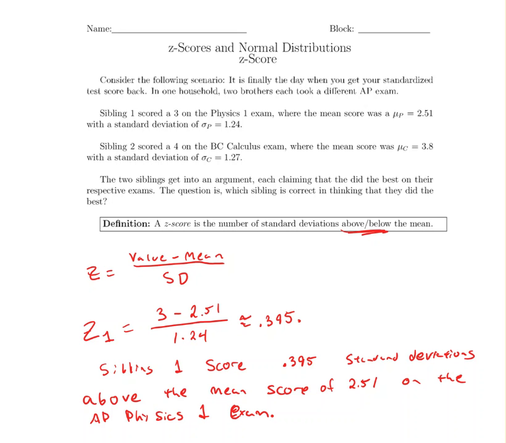So when you write an interpretation like this, you need to make sure you're including the amount of standard deviations. Since it was positive, that means we were using that word above. So above means positive. And we have context here as well. We're talking about the score on the AP Physics 1 exam. So we have all three of these aspects in our explanation of what it means.